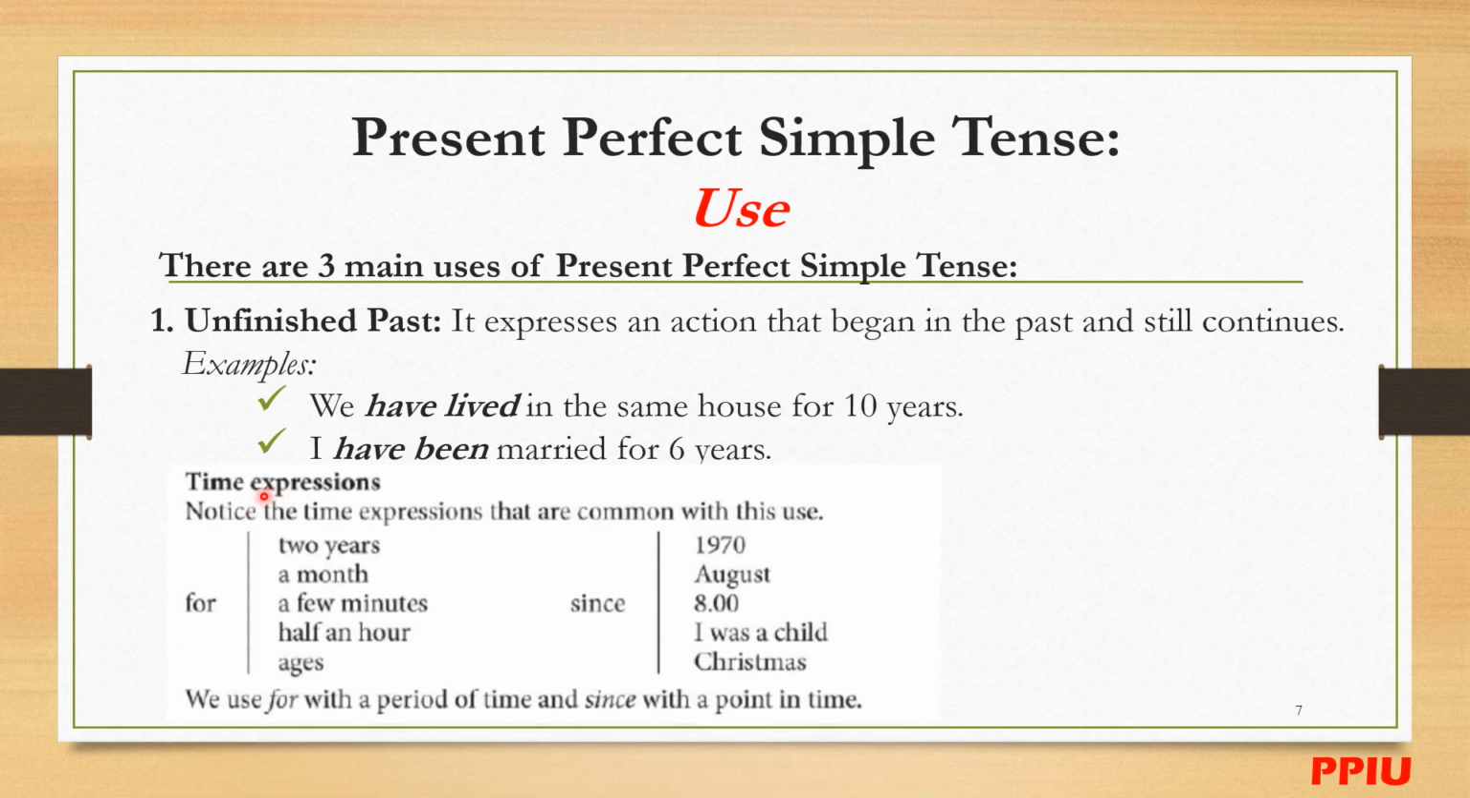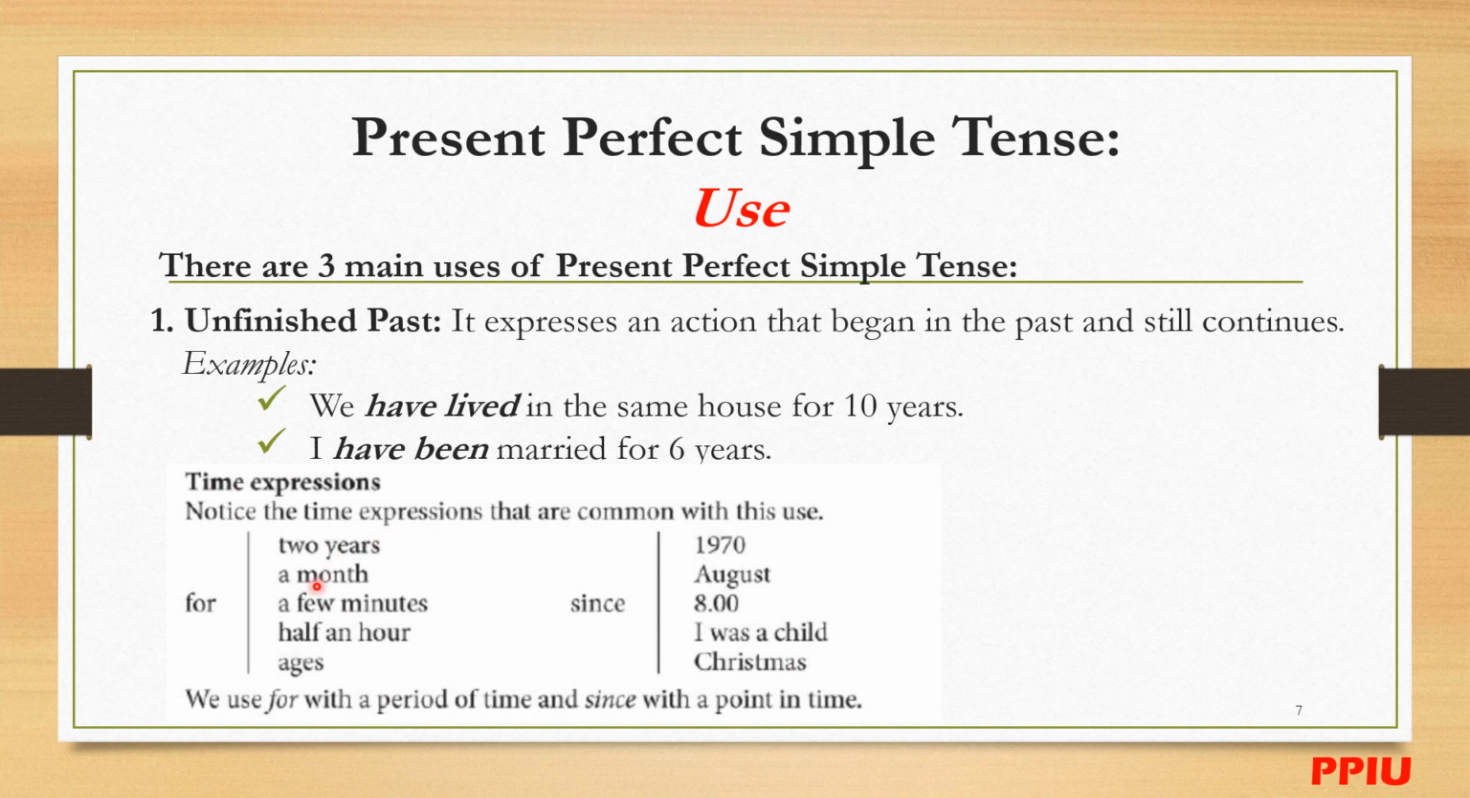Again, time expressions. Notice the time expressions that are common with this use. We can say for 2 years, for a month, for a few minutes, for half an hour, for ages. And since 1970, since August, since 8 o'clock, since I was a child, since Christmas.